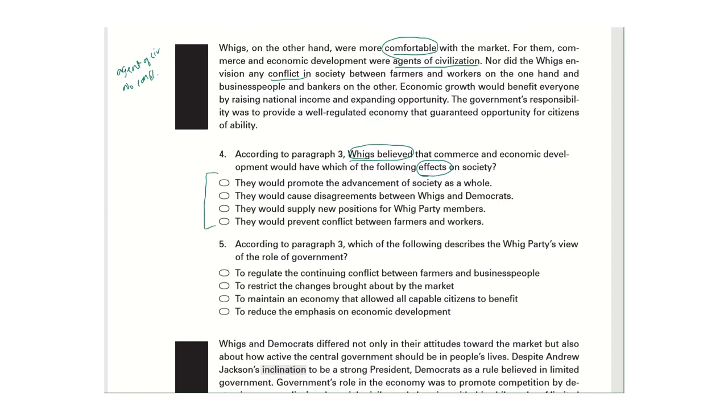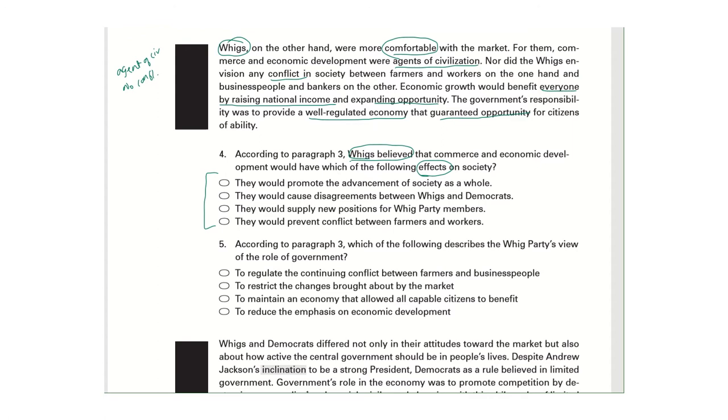Economic growth would benefit everyone by raising national income and expanding opportunity. According to these Whigs, there is no fighting, no classification that the businessman is just looting. According to them, whenever there is a development, it will bring good results for everyone. The government's responsibility was to provide a well-regulated economy that guaranteed opportunity for citizens of ability. Okay, so there is no conflict and all this is necessary and necessary for each other. They would promote the advancement of society as a whole.